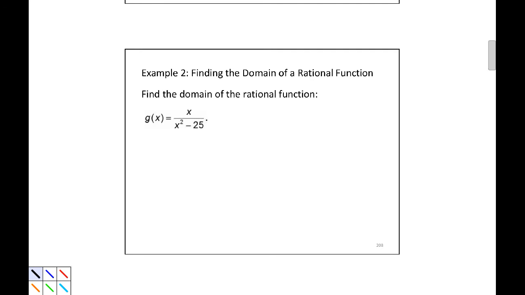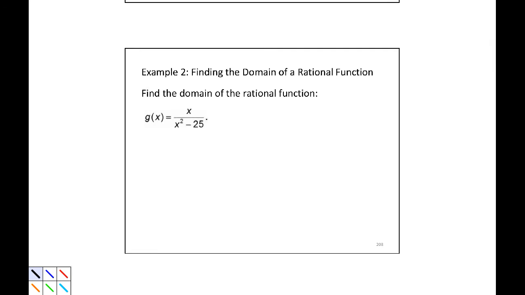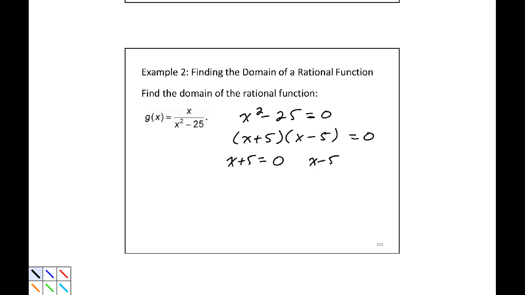Our second example, find the domain of the rational function g of x equals x divided by x squared minus 25. Again, we will set the denominator equal to 0, so x squared minus 25 equals 0. Well, this is a quadratic that can be factored as x plus 5 multiplied by x minus 5. So we can set each of those factors, x plus 5 equals 0, and x minus 5 equals 0, to find that x equals minus 5 and x equals positive 5.